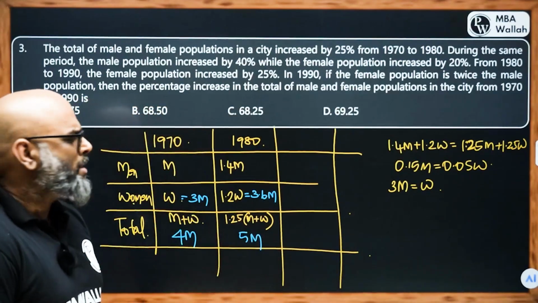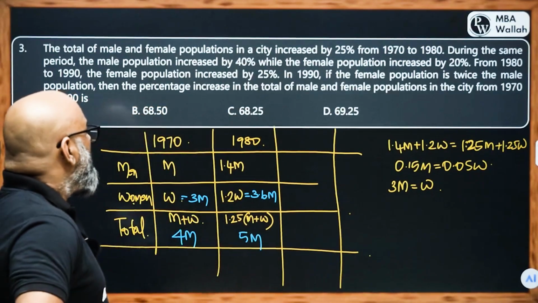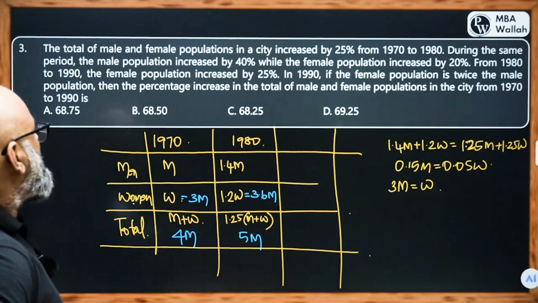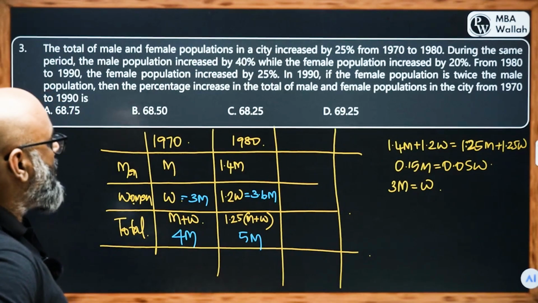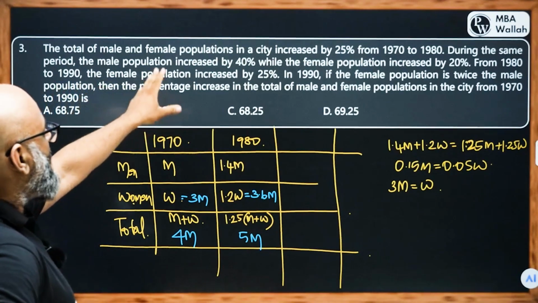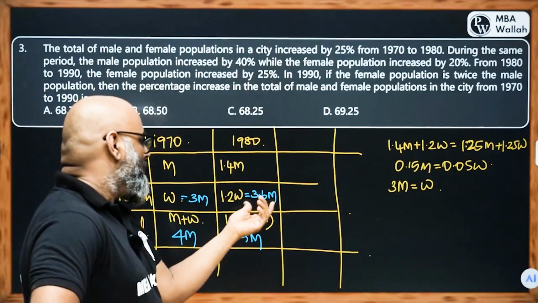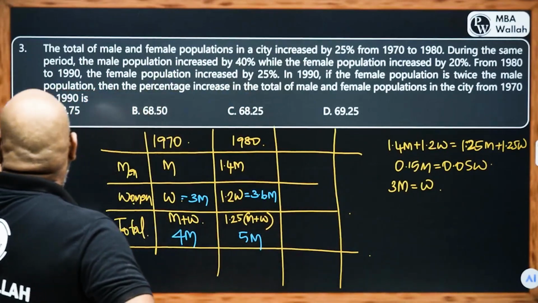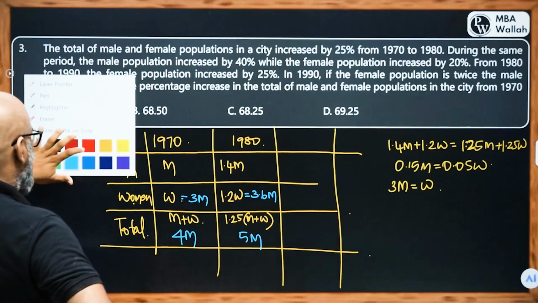Right, we have this. We'll wait. What else is given? In 1990, the female population is twice the male population, or something before that. From 80 to 90, the female population increased by 25%. So whatever female population we have has gone up by 25%. So what is 25% of this value?